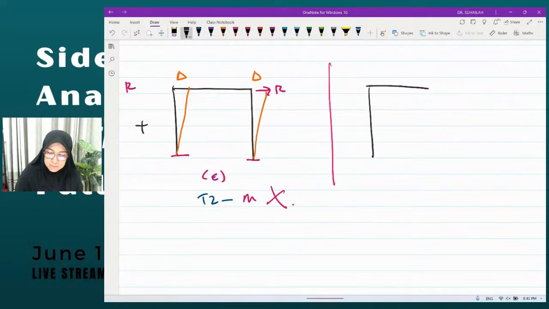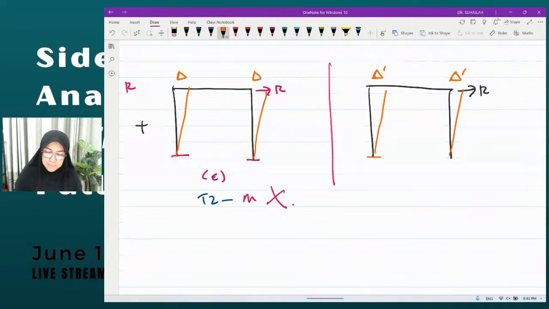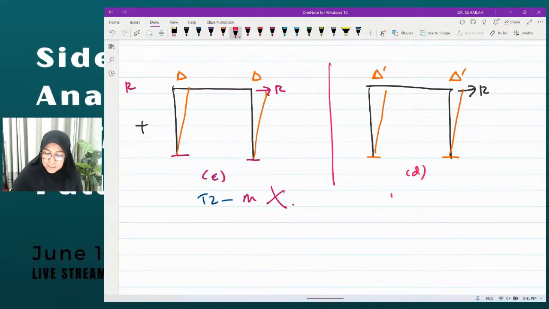Which is proportional. Okay, but change all to prime: delta prime, R prime. So this will be delta prime. This is fixed. So this is diagram D. This is table 2 actually, and from table 2, we get M prime. So this is correct. The other one is not correct.